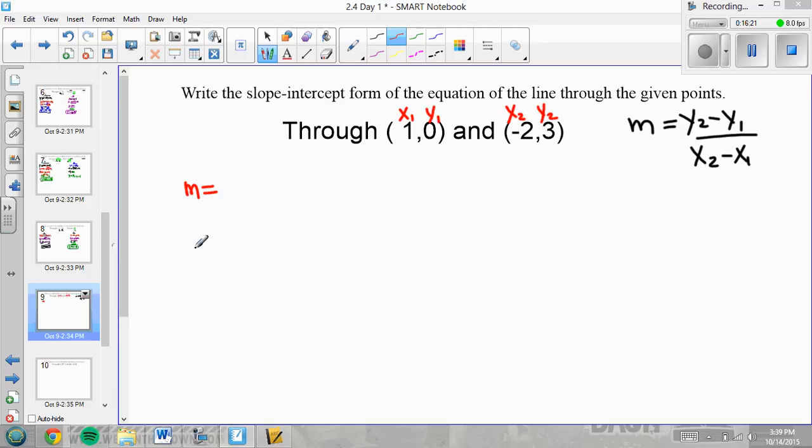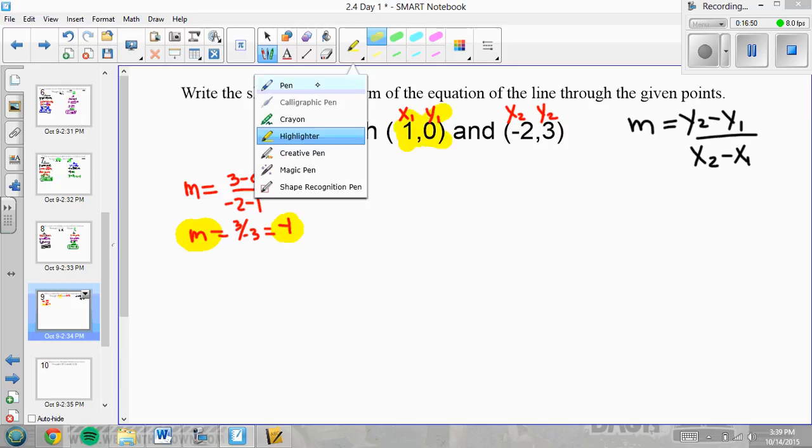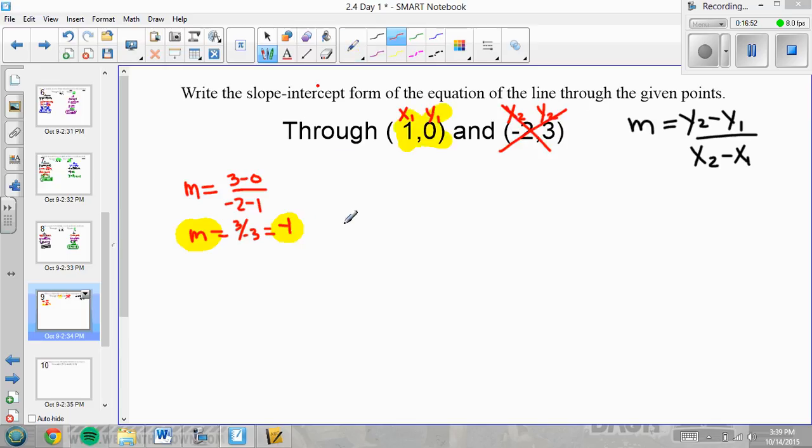So this is what we just had our quiz over. So we know 3 minus 0 over negative 2 minus 1. So m equals 3 over negative 3, which would give me negative 1. Could you put over 1? Yes, but you can just leave it as negative 1. So now that I have a slope, I'm going to pick my slope and focus with 1 point. So once I pick my 1 point, I'm going to cross out the one I'm not using anymore.